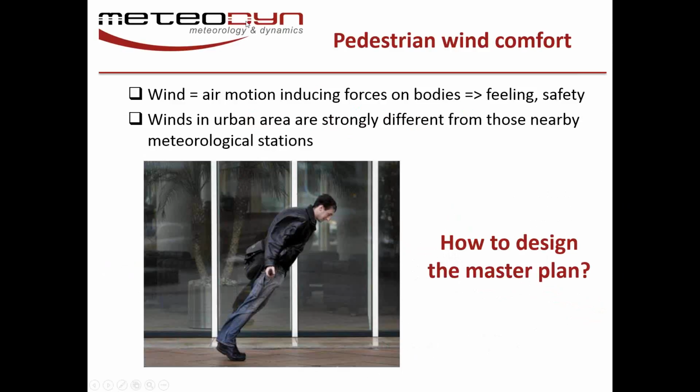So, about the pedestrian wind comfort. The wind is an air motion, and this air motion induces forces on bodies. This includes a change of feeling and can reduce the safety of pedestrians. The boundary layer above the ground depends on the land cover, also on the topography, and on the aerodynamic interactions between winds and buildings. So the winds in urban areas are strongly different from those at nearby meteorological stations. So the question for the designer is how to design the master plan. It's very, very complex.